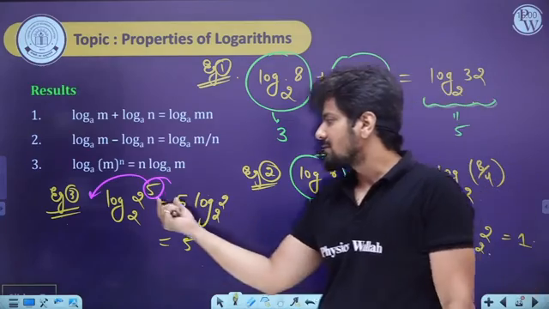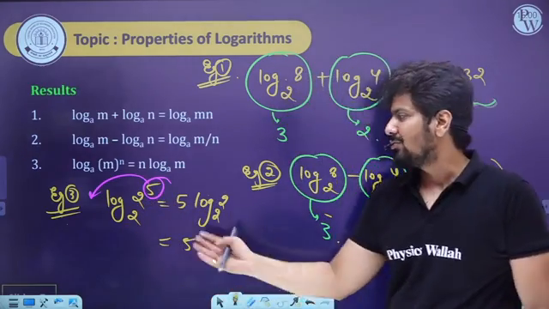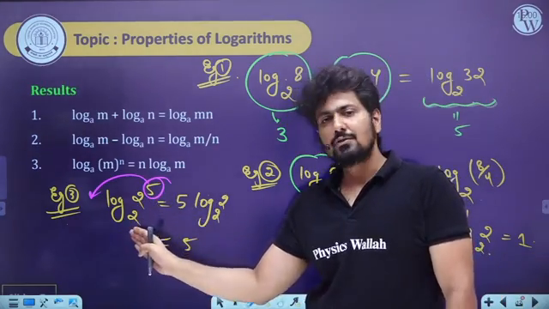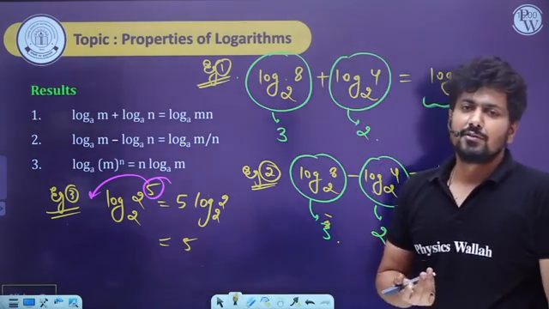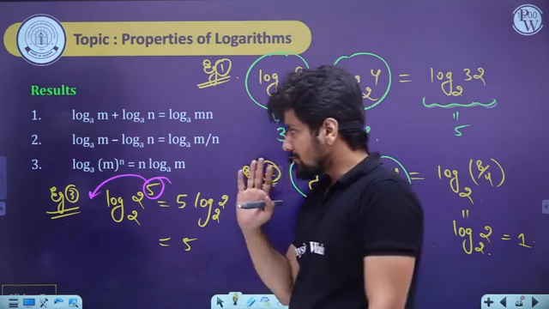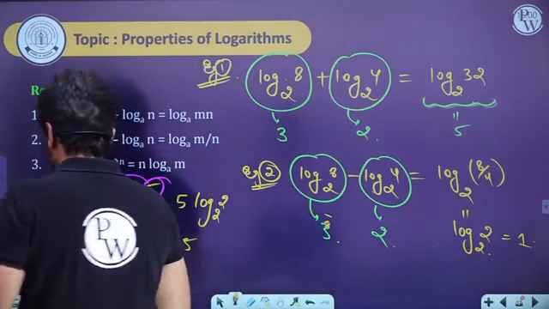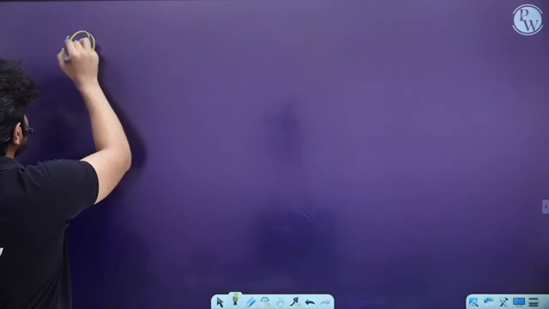Basically this is log of 32 to the base 2, and we know that the value of log of 32 to the base 2 will be equal to 5 only. So these are the 3 properties. One more property for now, then I will tell you more properties. Property 4.